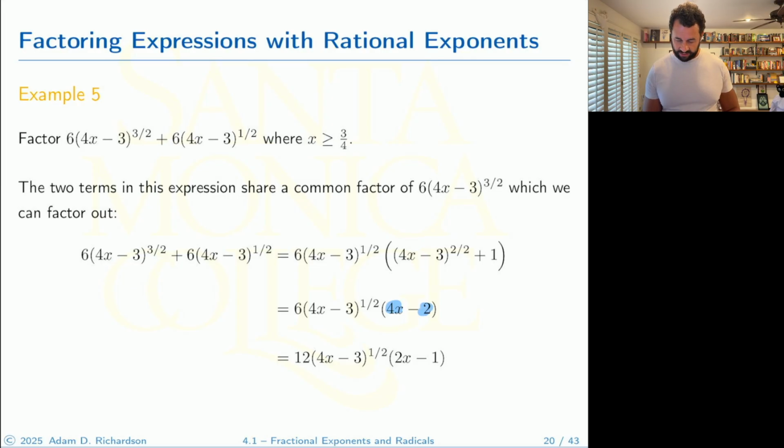So I can factor out a 2. Actually, I'll put it all the way at the front. Factor out a 2. 2 times 6 is 12. And voila, there it is, fully factored. Cool stuff.